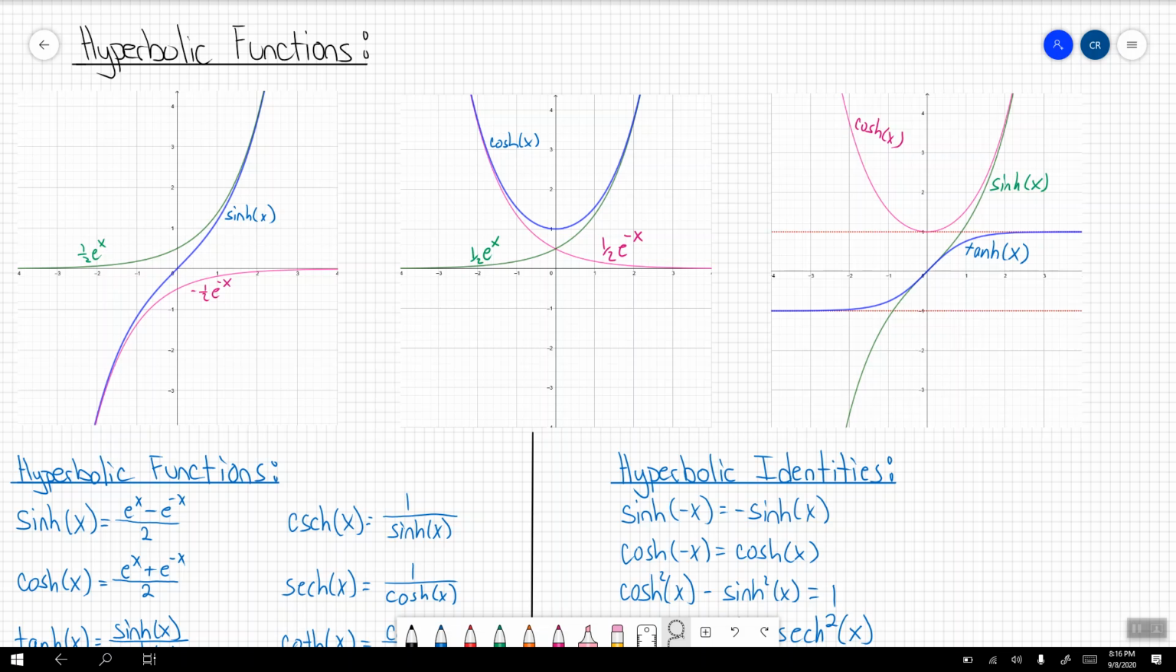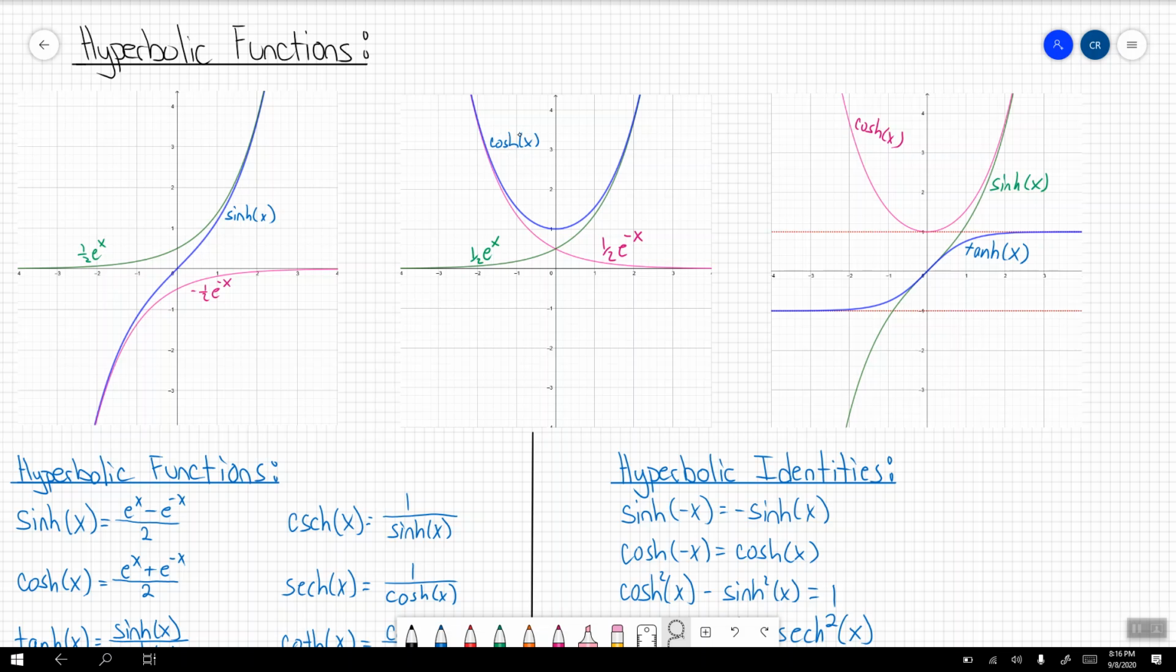So on the screen here at the top, I have three different graphs. The first graph on the left, I have hyperbolic sine of x. Hyperbolic sine of x is made by taking the addition of 1/2 e to the x and negative 1/2 e to the negative x. If we take every corresponding point, or let's say every corresponding y value for every x value, add them together, we will get the resulting graph to be hyperbolic sine of x.